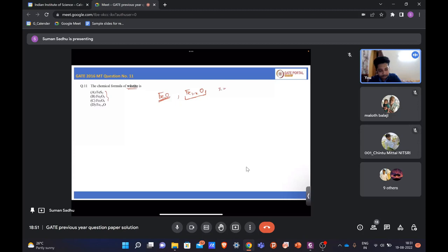Where X is kind of variable. It may be 0.95, or it may be 0.94, or even 0.9 also. So this is a kind of varying thing. Why is this the case for Wustite? Why is it Fe1 minus XO?